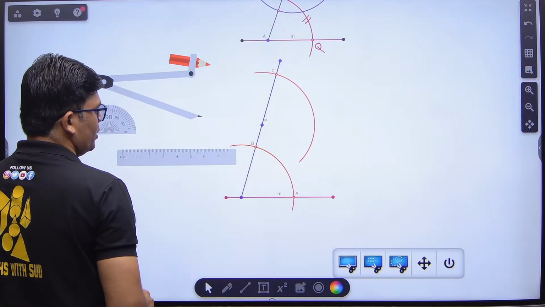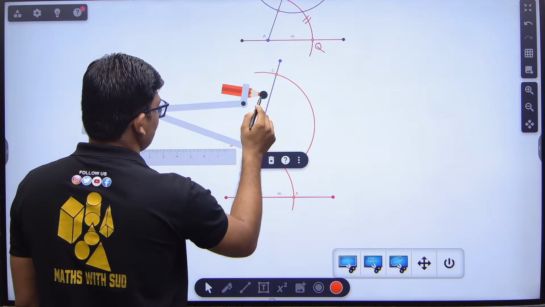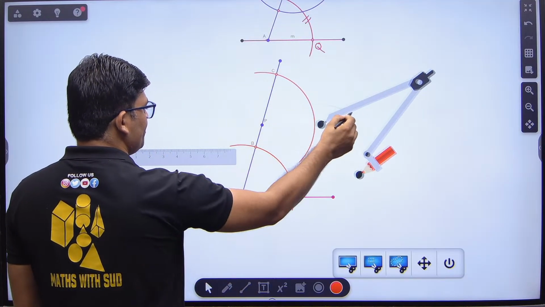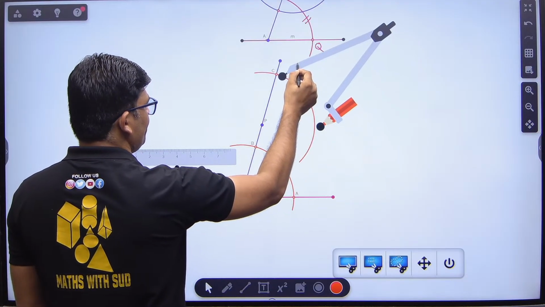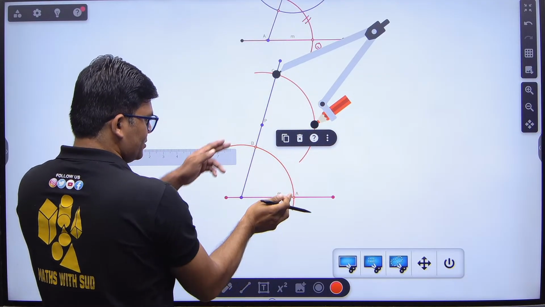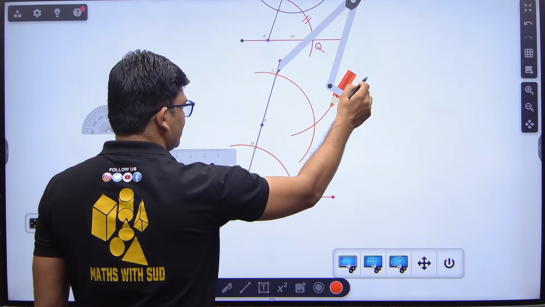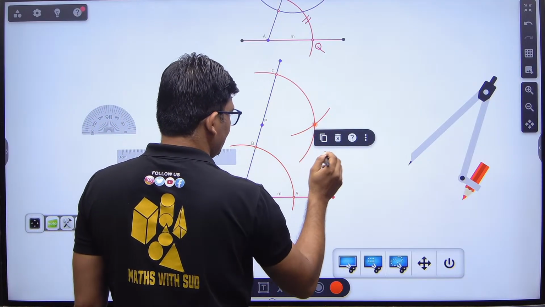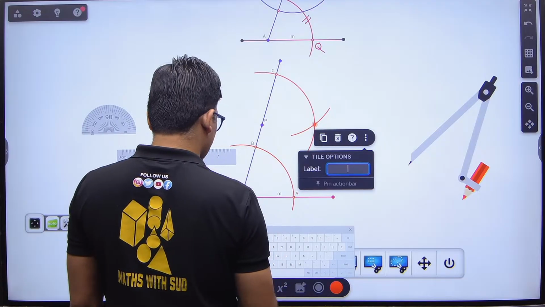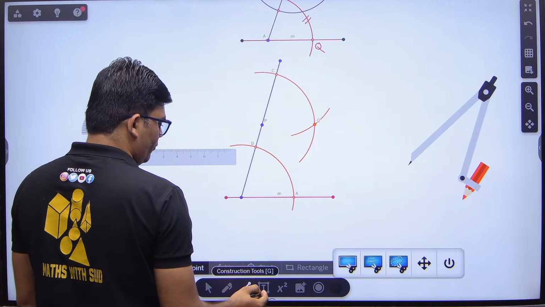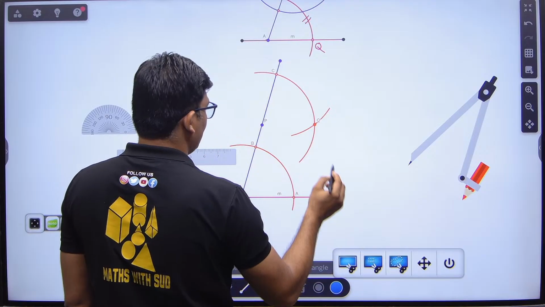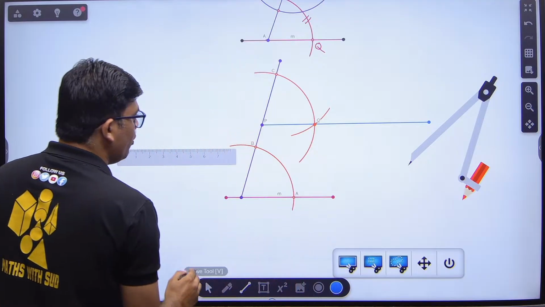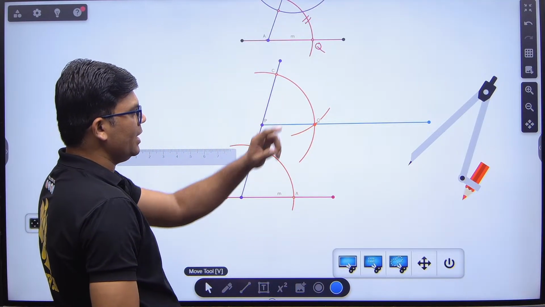Now can we measure from this B, can we measure this A? The answer is yes. So let us suppose that B corresponds to C. So from C, with the same radius, this much, I am cutting an arc to meet the previous arc, let us say at Q. Q is the point. So now we are going to join PQ.